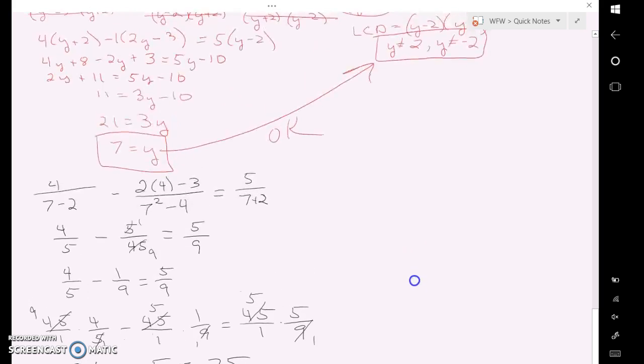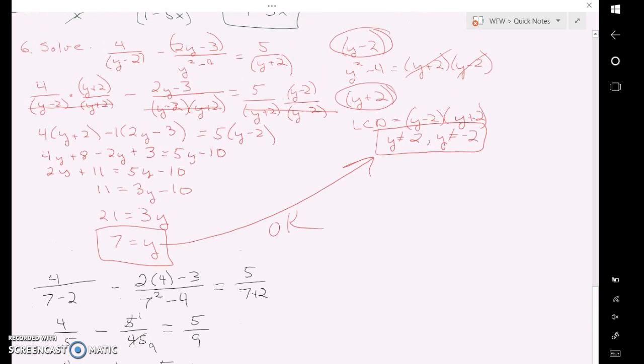So let's go back and look and be glad that we checked. First of all, let's check our check. We have 7 equals y, so 4 over 7 minus 2 minus 2 times, here's my mistake. I put a 4 in for my y and it should have been 7. So let's come over here and finish working this. So we're going to multiply everything by 45.